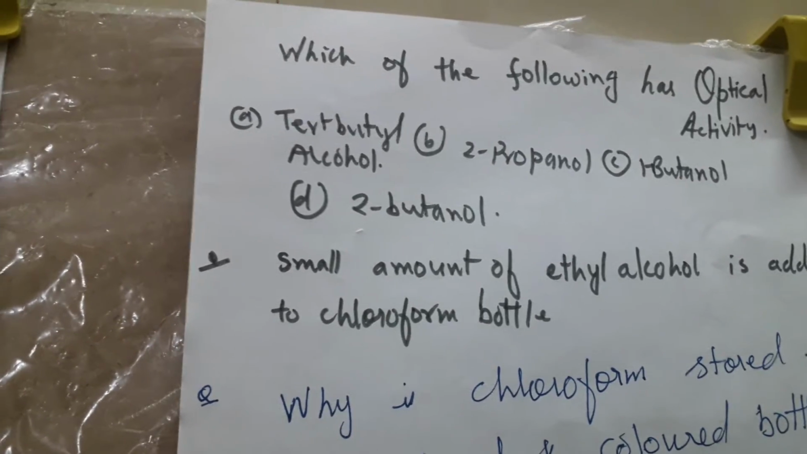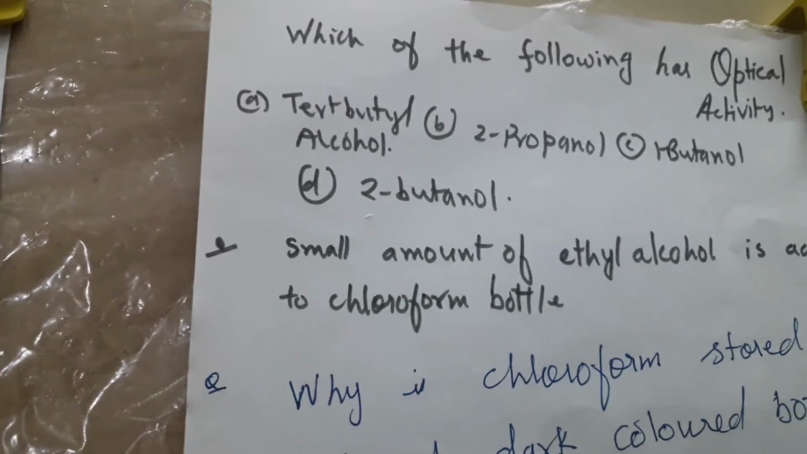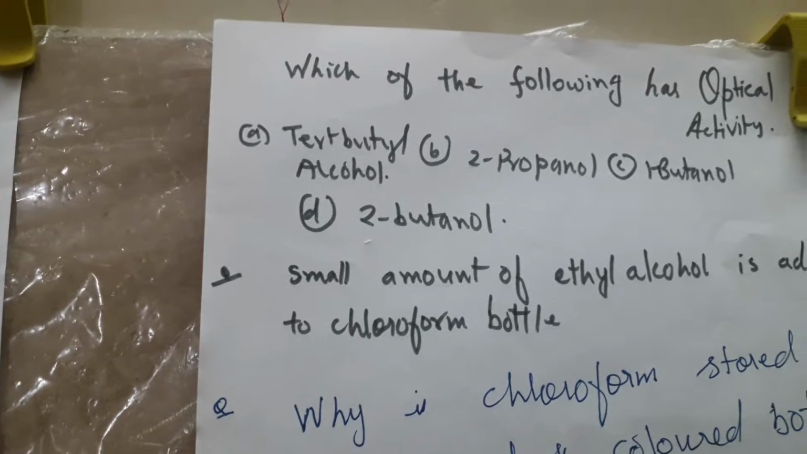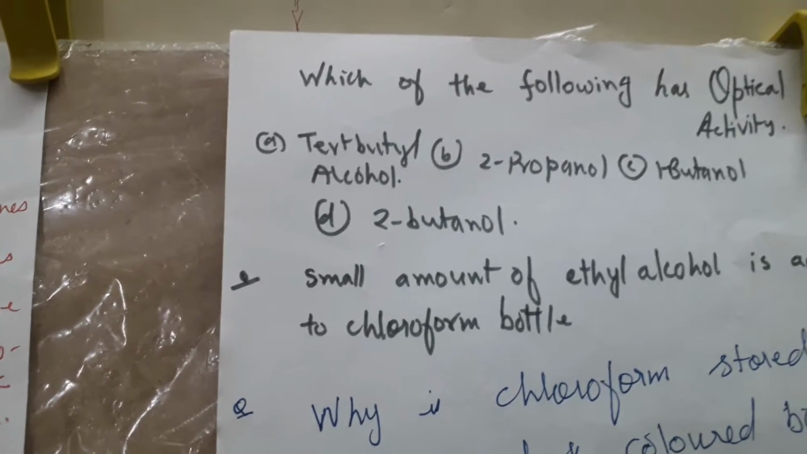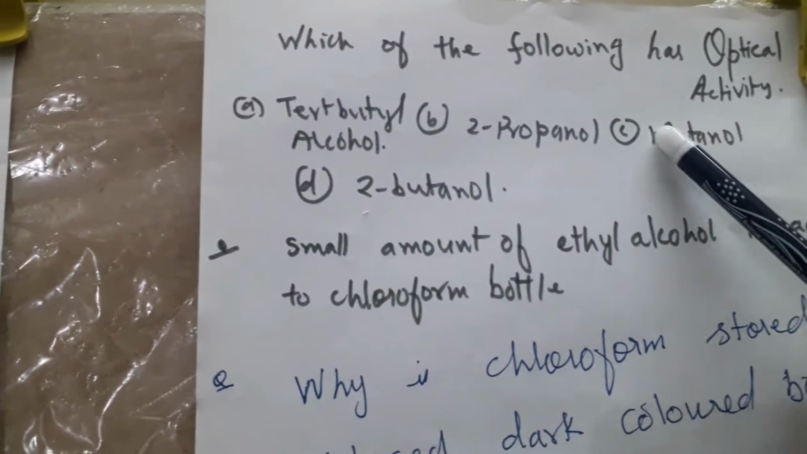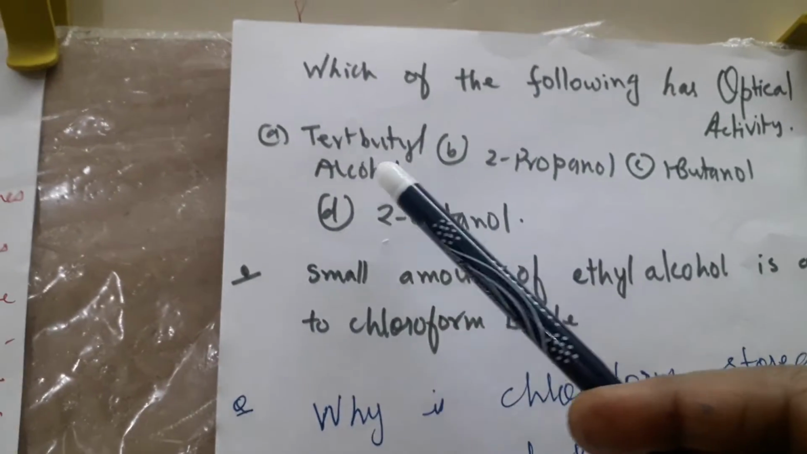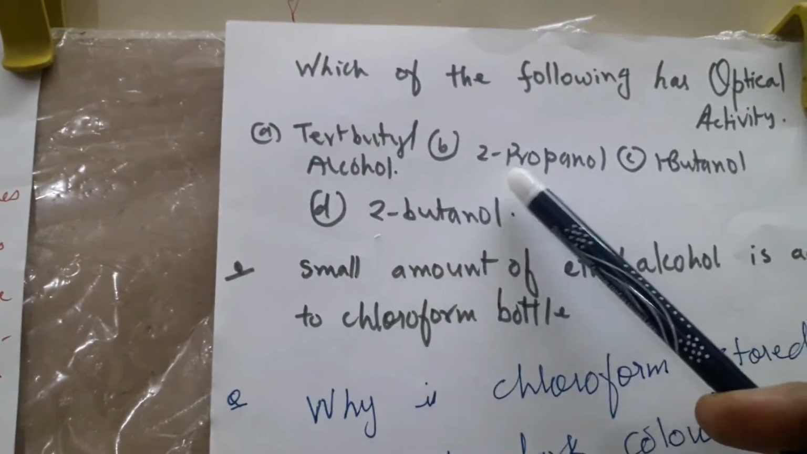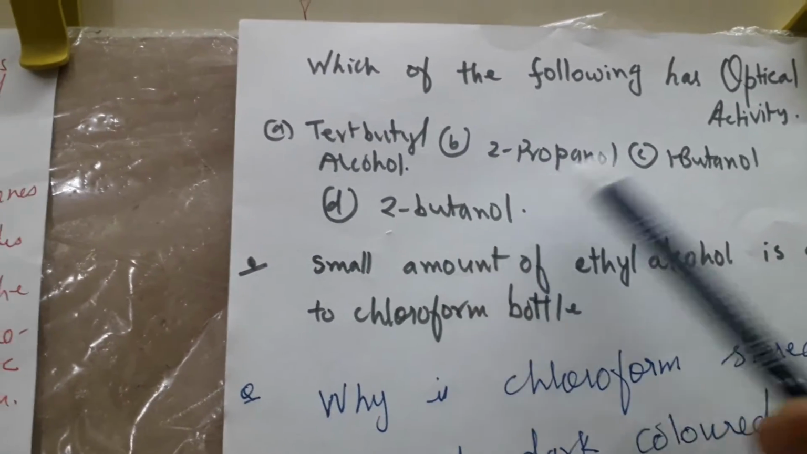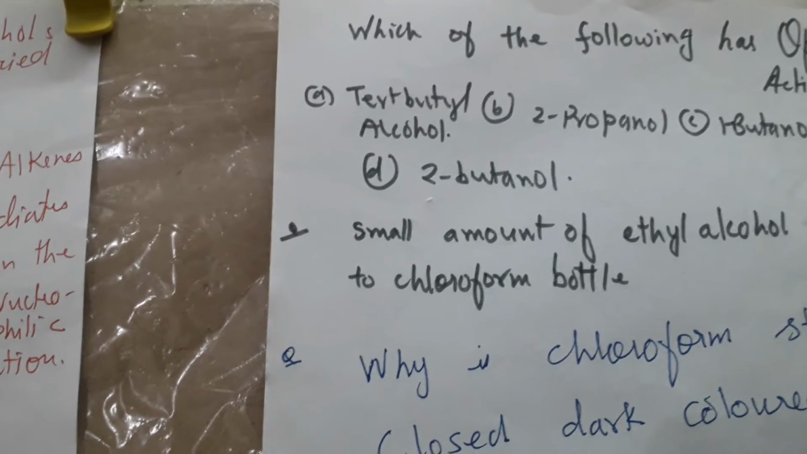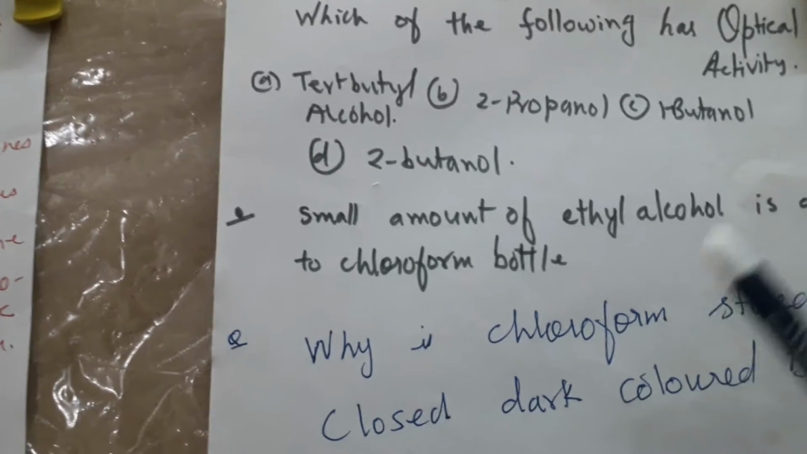Hello students, we will go for reasoning questions of alcohols. We see here, which of the following alcohols shows optical activity? Here four options are there, and only one is correct: tert-butyl alcohol, 2-propanol, 1-butanol, or 2-butanol. You have to write down the structures first and then find which is optically active.